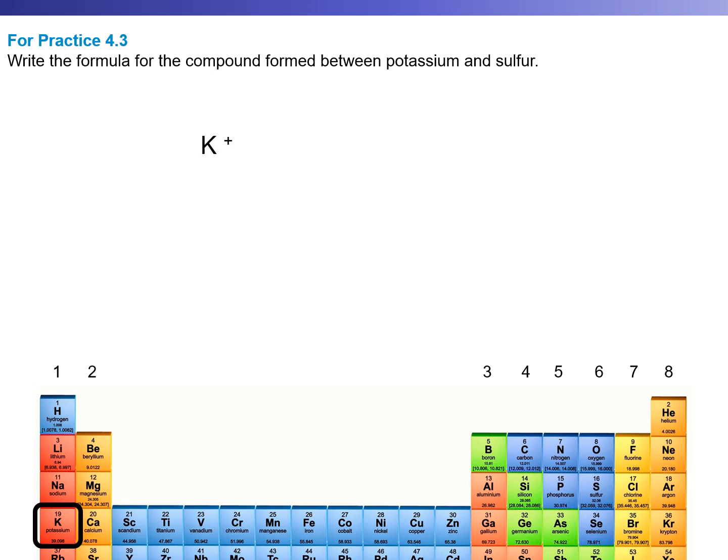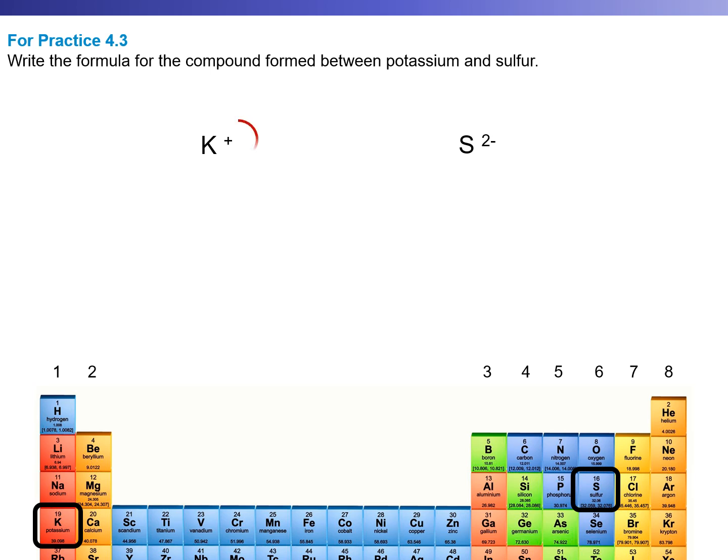So let's go ahead and write that. So there's our potassium. And then our sulfur is over here. It's in the 6th column, which means that sulfur is going to gain 2 electrons in order to form a stable valence shell, get to that octet. And so we can write sulfur with a 2 negative. All right, so now we still have to find the compound. We've got to come up with a formula for the compound, and we're going to use red and blue switcheroo.